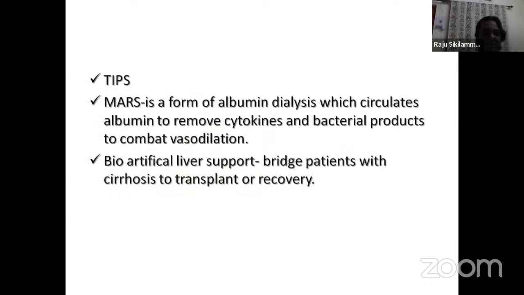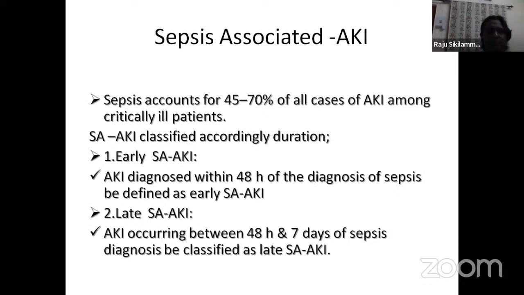Before transplantation, bridging therapy is available, namely the transjugular intrahepatic portosystemic stent and the molecular adsorbent recirculating system. It is a form of albumin dialysis which circulates the albumin to remove cytokines and bacterial products to combat vasodilation. One modality is a bio-artificial liver support, which bridges the patient with cirrhosis to transplant or recovery. The last topic is sepsis associated AKI.